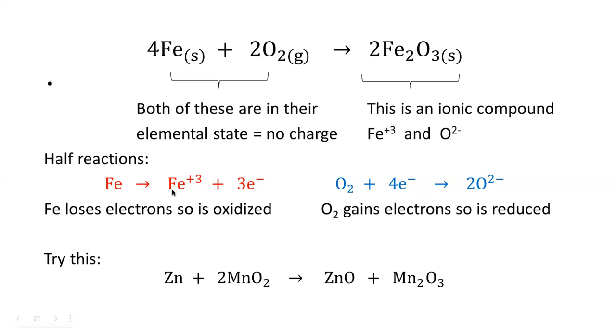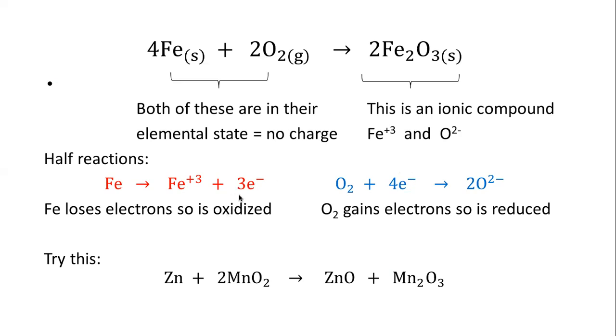So let's write these half reactions here. When we write half reactions, we're going to kind of ignore the oxygen here. So the iron is going to lose electrons, which means it is oxidized, right? So we lost 3 electrons. They're on the product side. That's how you know that you've lost them, because they're on the product side. And so here we see iron loses electrons, so it's oxidized. And it's oxidized by oxygen, right?